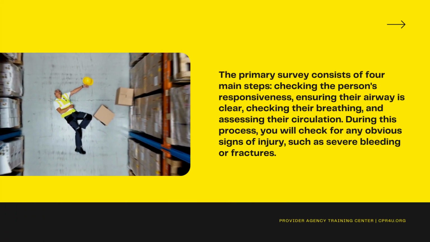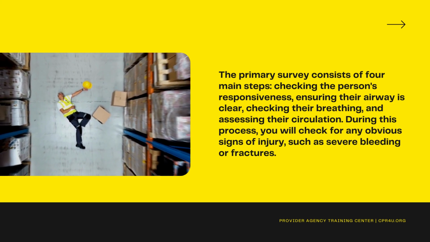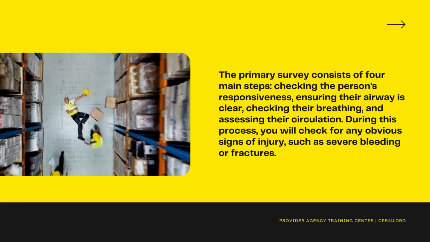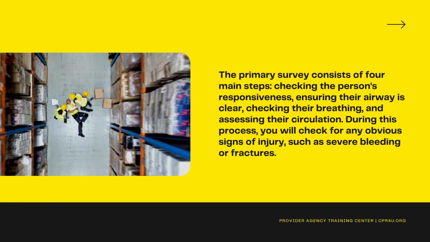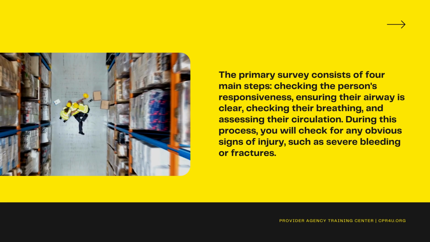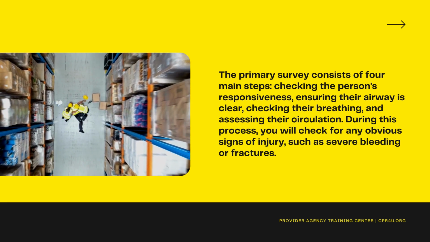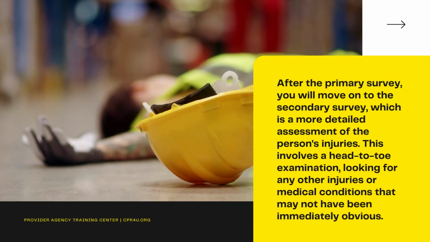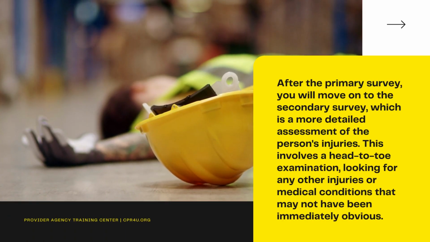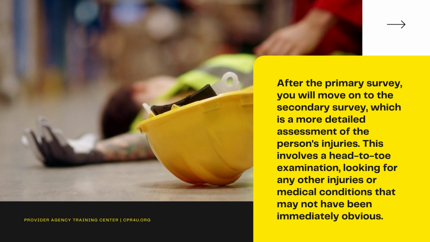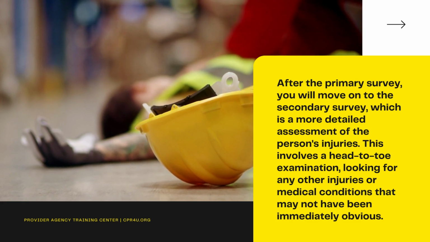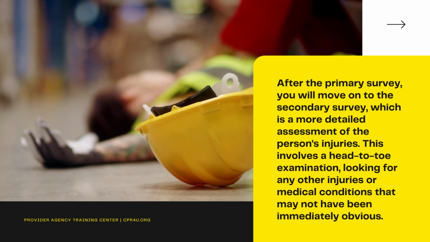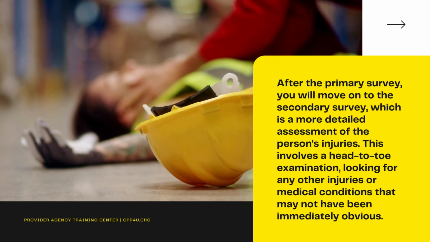The primary survey consists of 4 main steps: checking the person's responsiveness, ensuring their airway is clear, checking their breathing, and assessing their circulation. During this process, you will check for any obvious signs of injury, such as severe bleeding or fractures. After the primary survey, you will move on to the secondary survey, which is a more detailed assessment of the person's injuries.